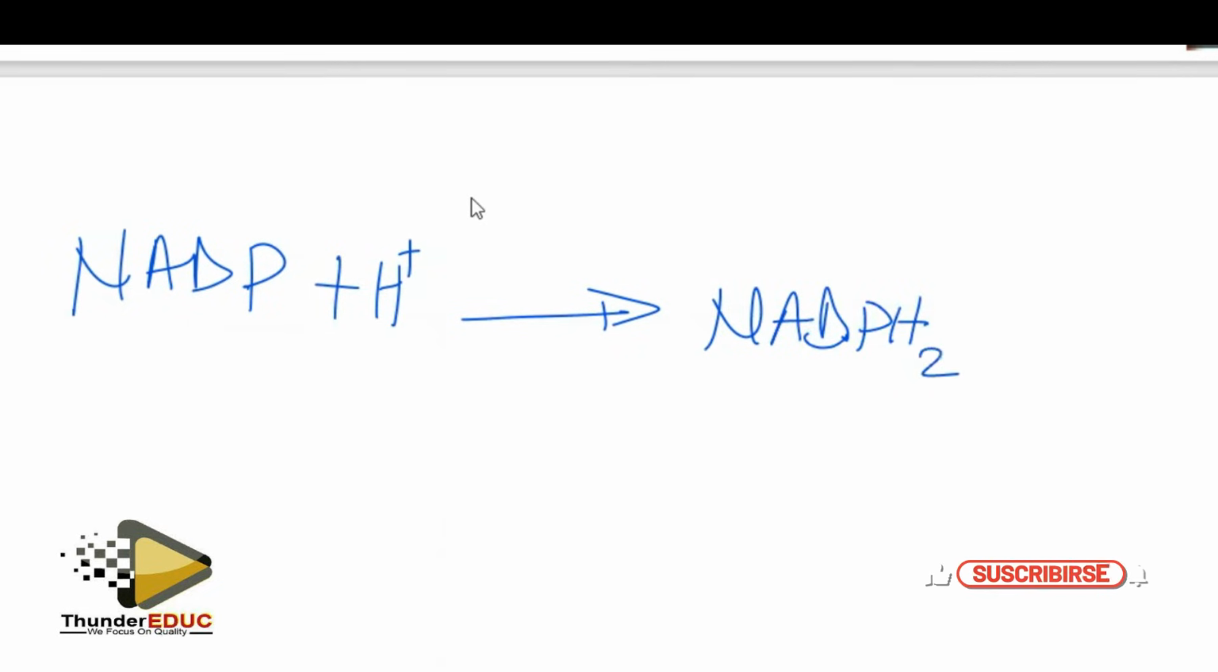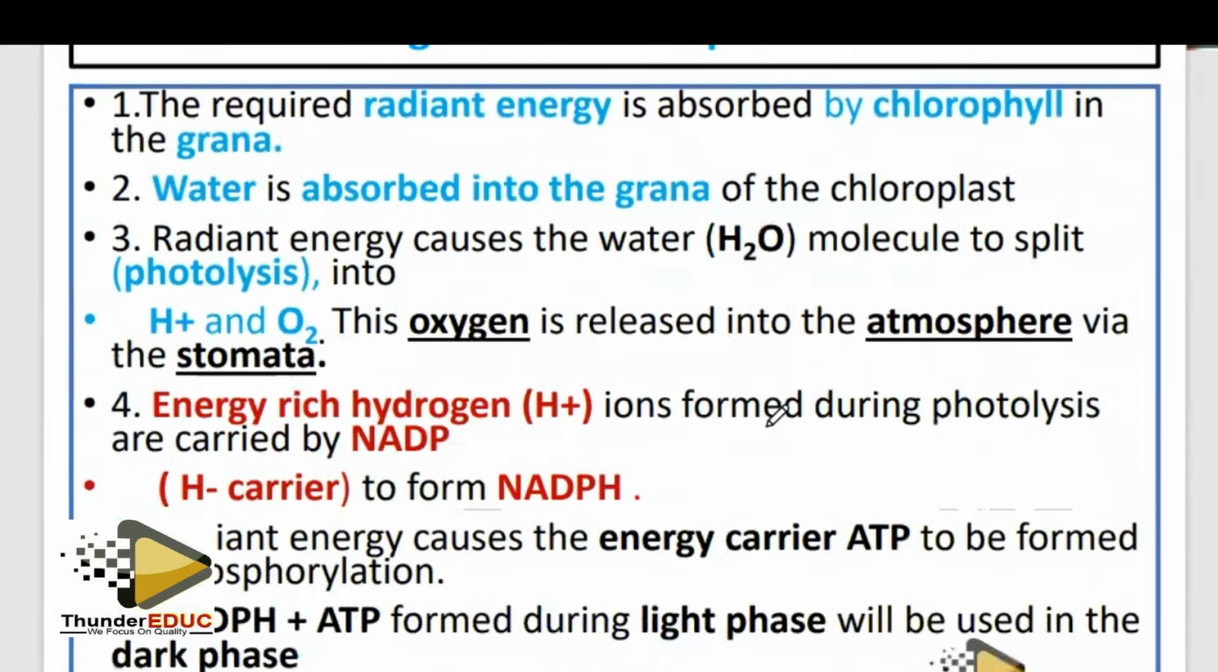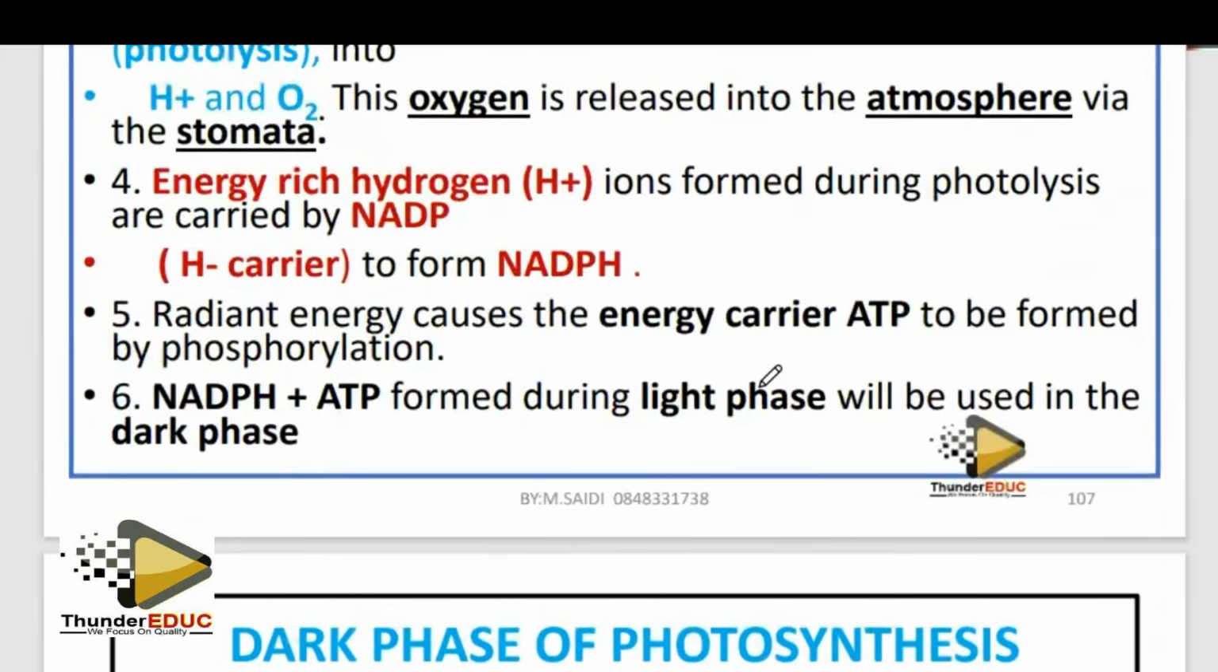Yes, you can even go to H2. Yes, NADH. So that's what happens. Now this will move to the dark phase. This is NADP, so it carries this hydrogen ion and then it goes to the dark phase. It does not stop there. Also, some ATP is being produced. This ATP is then taken to the light independent phase. So this is what I'm trying to talk about.